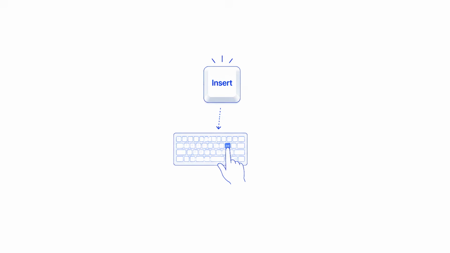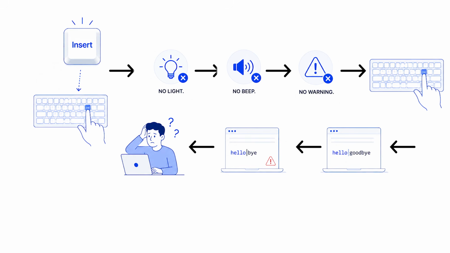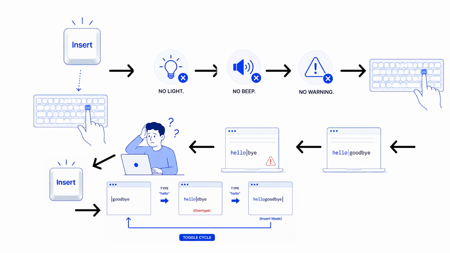And the worst part? There's no visual indicator on most keyboards. No light, no beep, no warning. You just press Insert by mistake and suddenly your document is being eaten alive and you have no idea why. Here's the thing. Insert mode is the default. That's what you want, but Insert is a toggle. Press it once and you're in overtype purgatory. Press it again and you're back to normal.